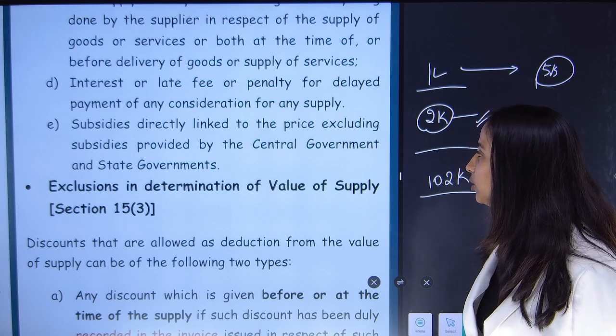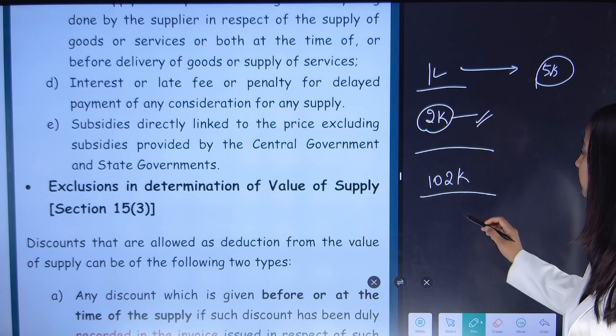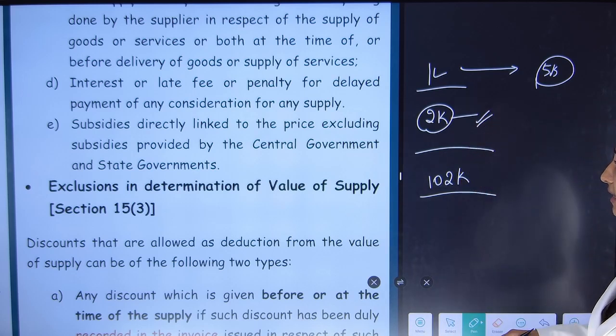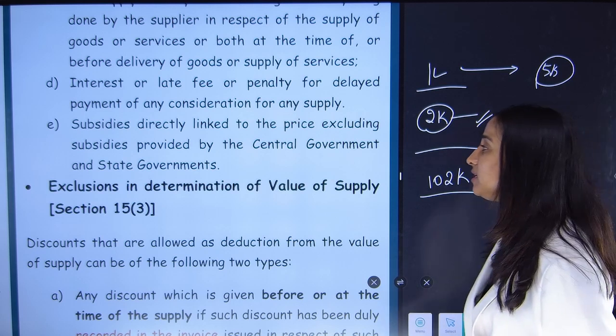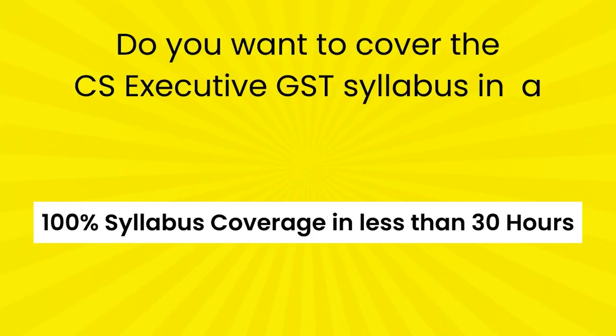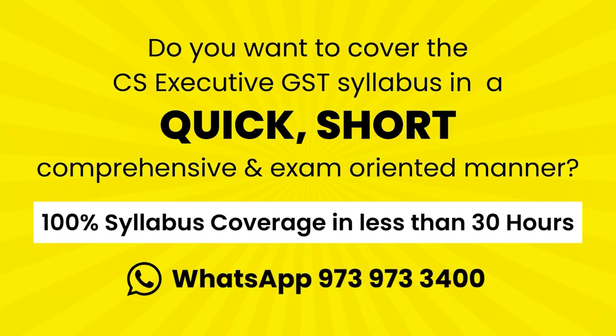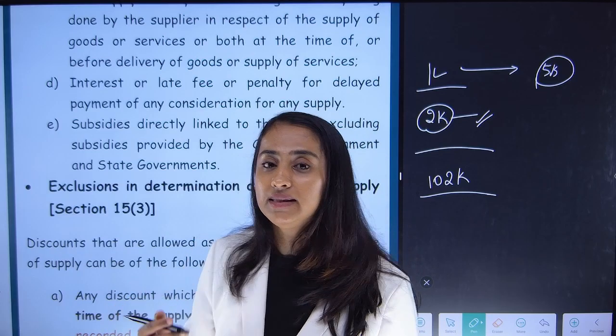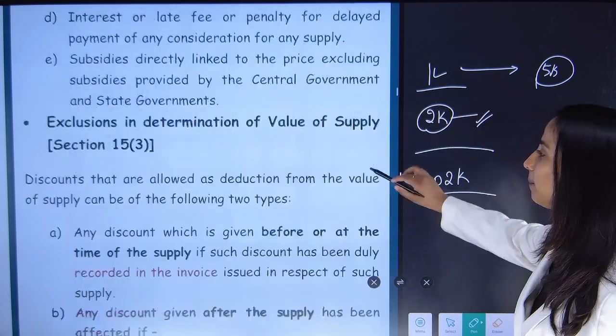Subsidies directly linked to the price, excluding subsidies provided by central government or state government. If the subsidy has been provided by central government or state government, then it will not be added. But if it is from, let's say, a private company, or somebody else who gave you a subsidy, then it will be added to the value of supply.